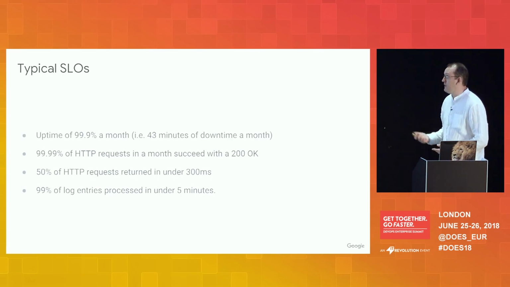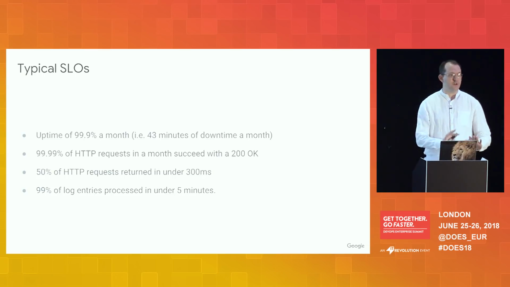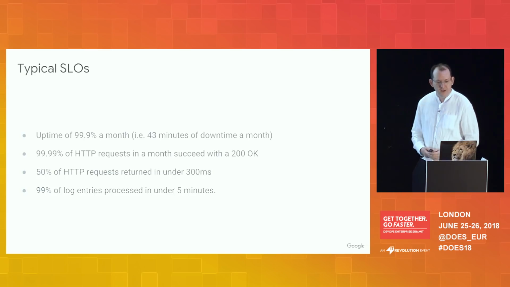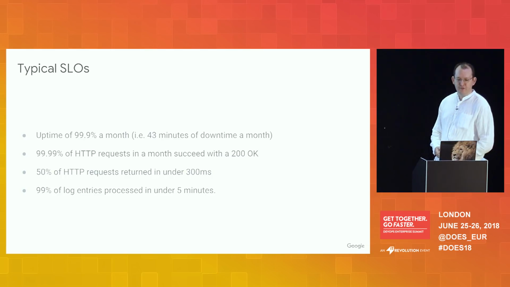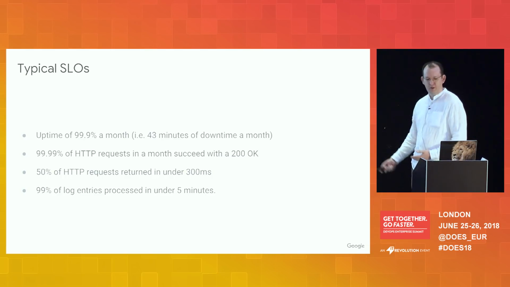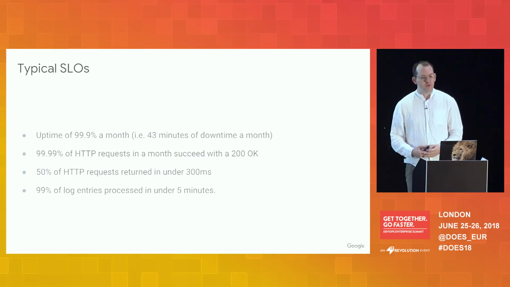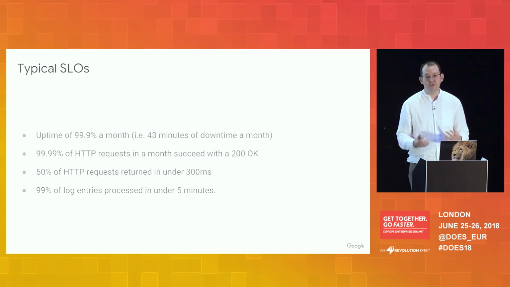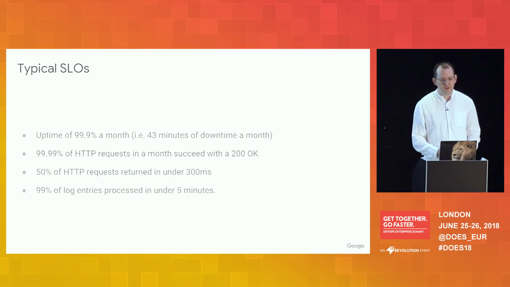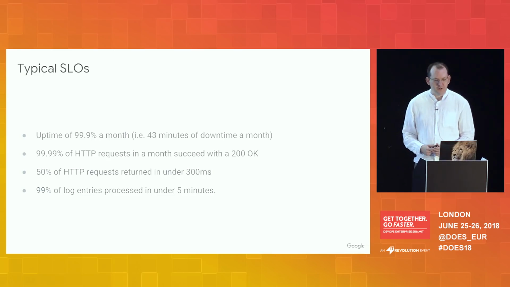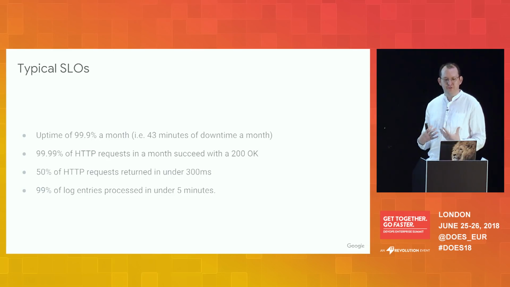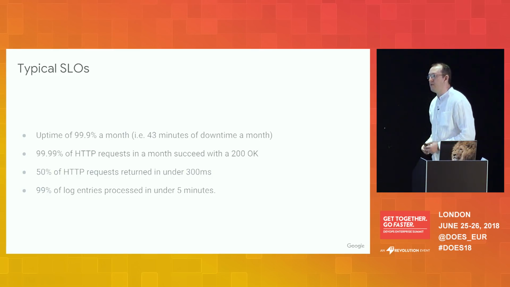These are typical SLOs. These are the simple ones. I've got to emphasize these are the simple ones. Your site is up enough. Your HTTP server responds with success often enough, fast enough. Your log processor processes enough log entries fast enough. Defining a good SLO means picking goals for measures that track your customer's actual experience. Ideally, you want to set goals that your customers really care about.